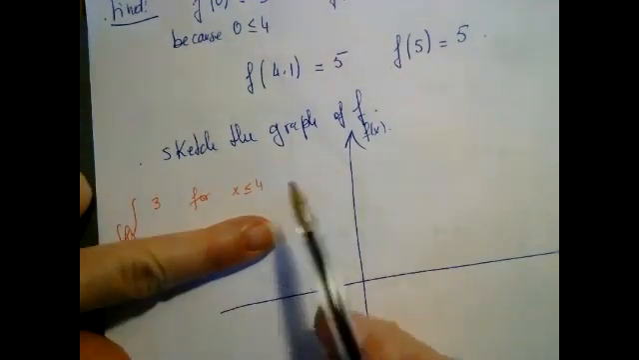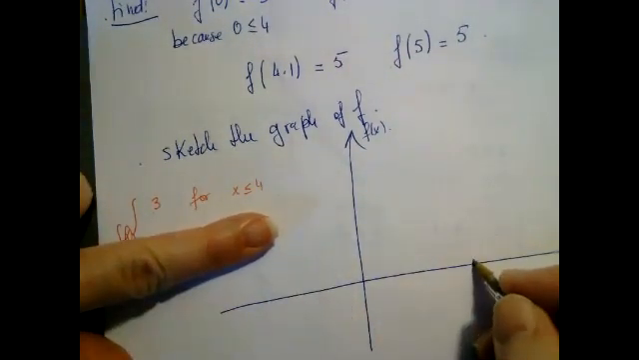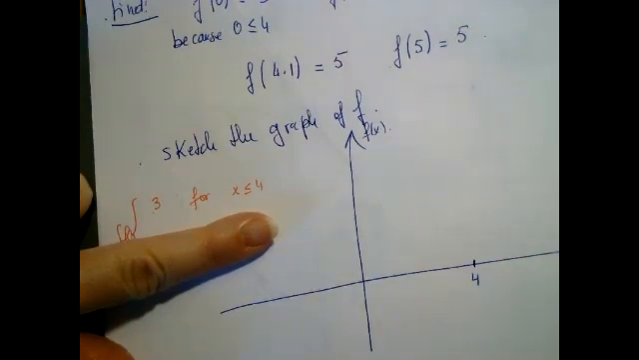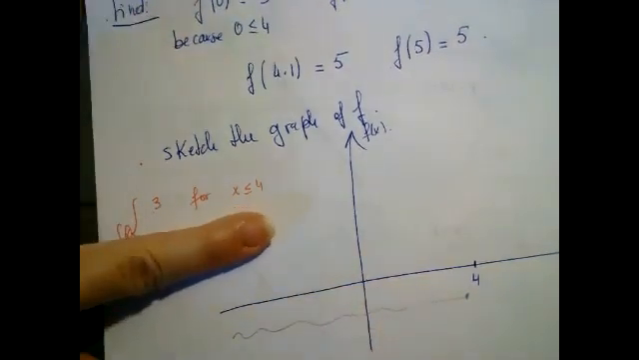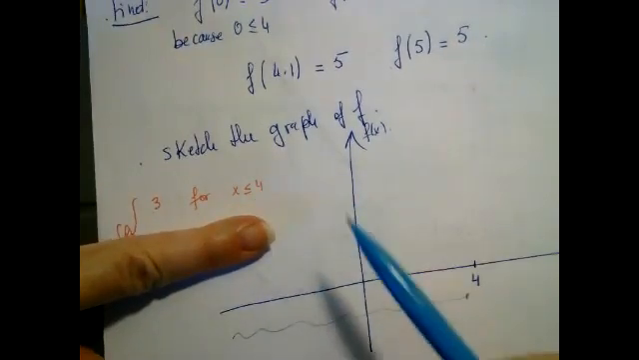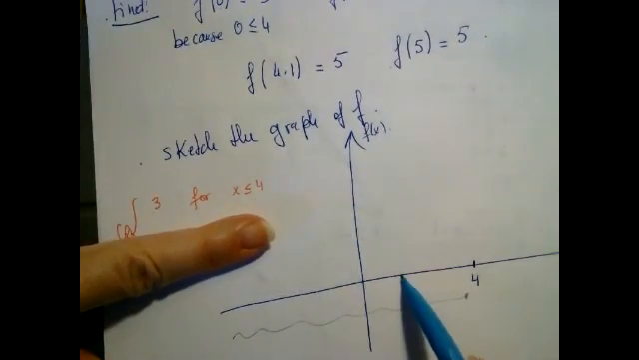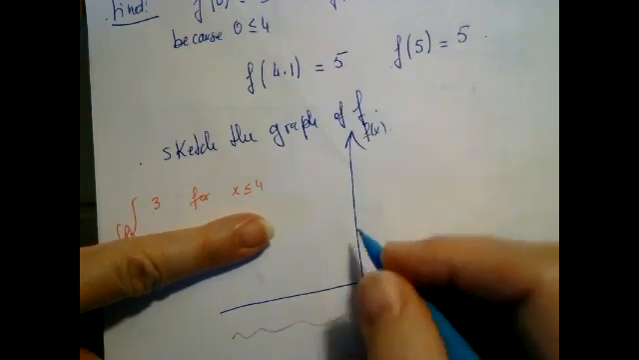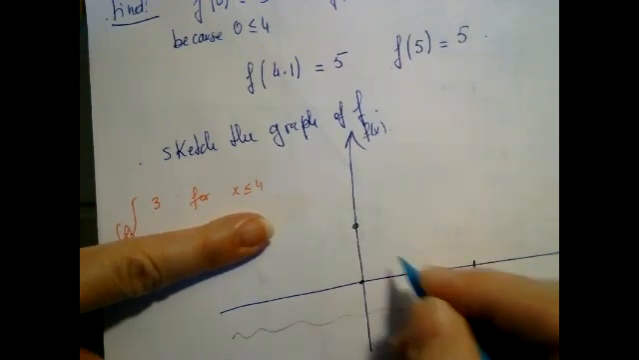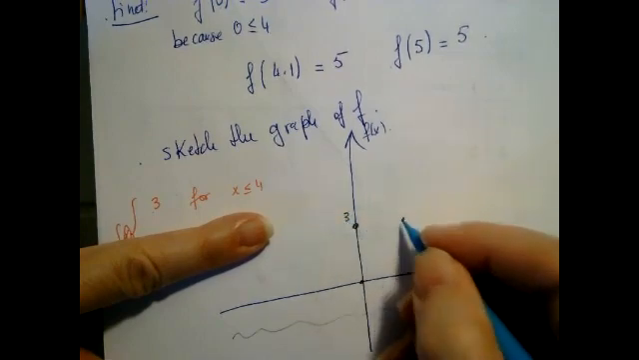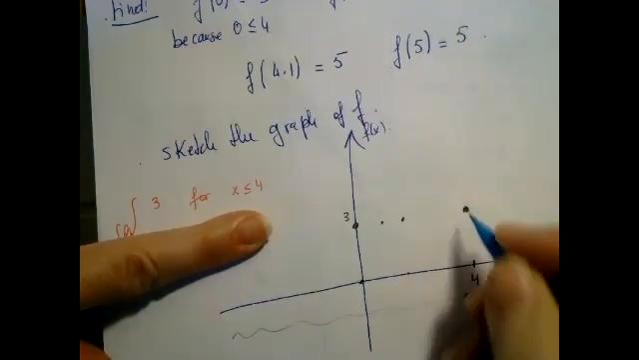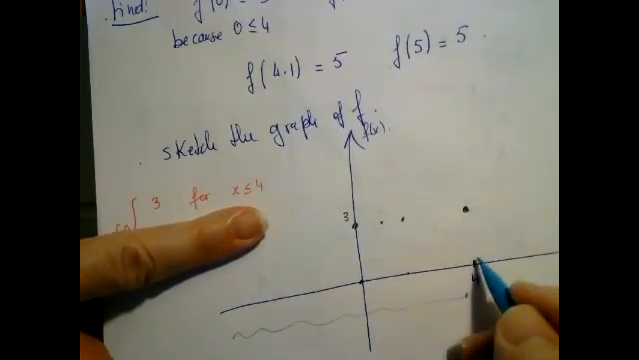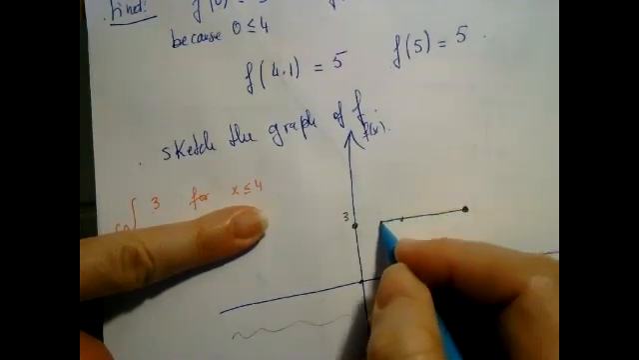The rule is changing at 4. For x less than 4, I'm going to put 4 here. Up to 4, whatever the input is, the output is 3. So I'm hiding the rest on purpose because I want to focus on that. If I take any input less than 4, so I take 0, the output is 3. I take 1, the output is 3. I take 1.1, the output is 3. I take 4, the output is 3. So as long as I am less than 4, the output is always constant.